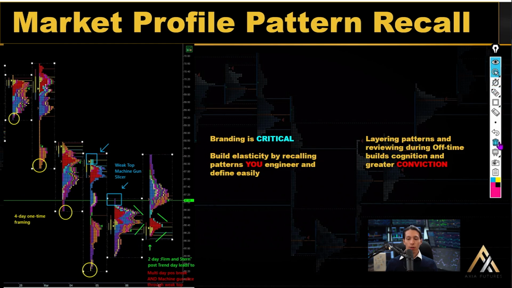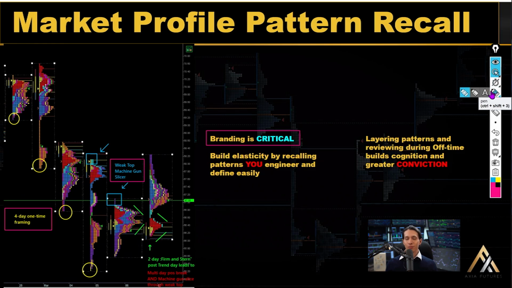So branding is the next part here. Branding is critical here. So yes, you've got the classical brands like the one time framing from the market auction theory that Jim Dalton gave us. But what about things like weak top machine gun slicer? What does that mean? Well, anybody who's taken the Axia price ladder course knows about the machine gun slicer order flow pattern that we use on our price ladders.